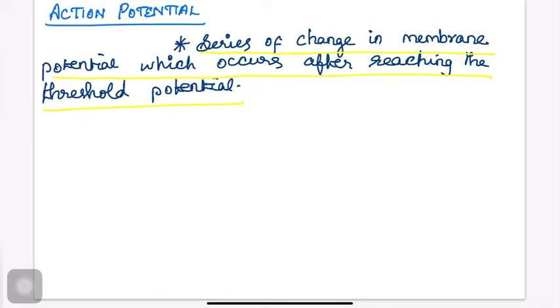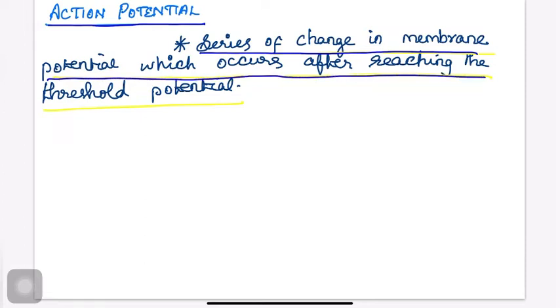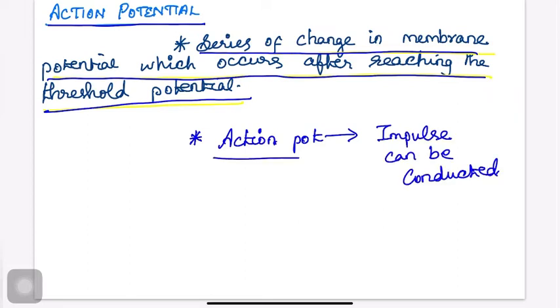Next we are going to a very important concept, which is action potential. First, what is action potential? Action potential is nothing but the series of changes in membrane potential which occurs after reaching the threshold potential. When the membrane potential reaches threshold potential from resting membrane potential, the series of changes occurring in the membrane potential is referred to as action potential. Why is this important? Only after generation of an action potential can the impulse be conducted. If there is no action potential, impulses cannot be conducted in the nerve.